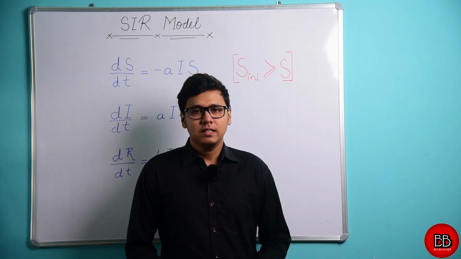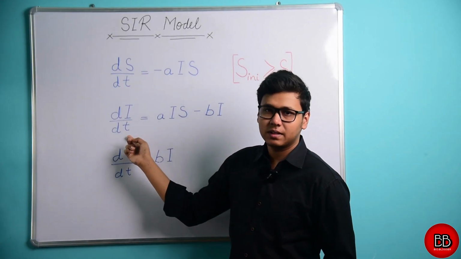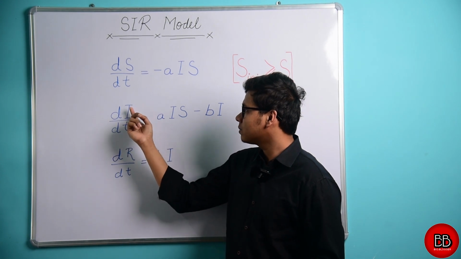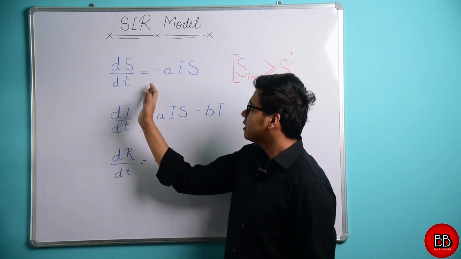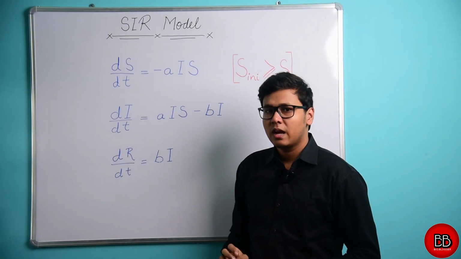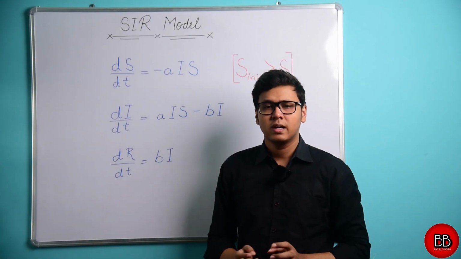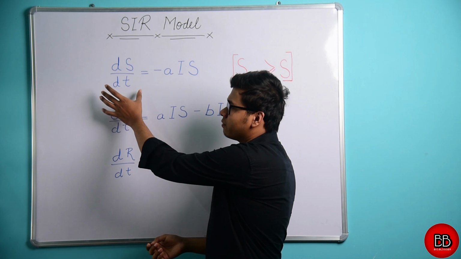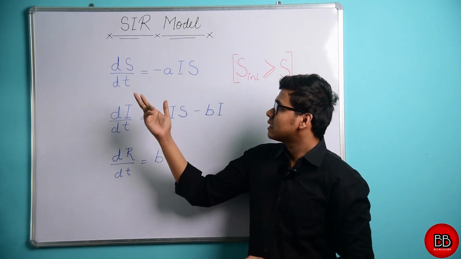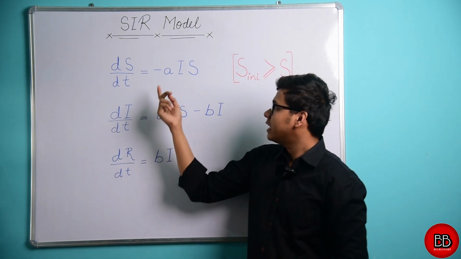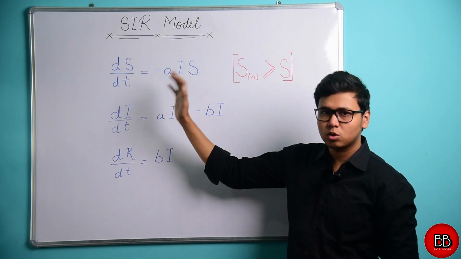Now, as you can see, there are two transitions, one from the susceptibles to the infective category and second one from the infective to the removed category. So the rate with which there will be a decrease in the number of susceptibles will be the rate with which there will be an increase in the number of infectives, and this makes sense because people coming out of this category are going into this category. The rate with which the susceptibles are decreasing is given by a rate constant a and the product of infectives and susceptibles, their total number.